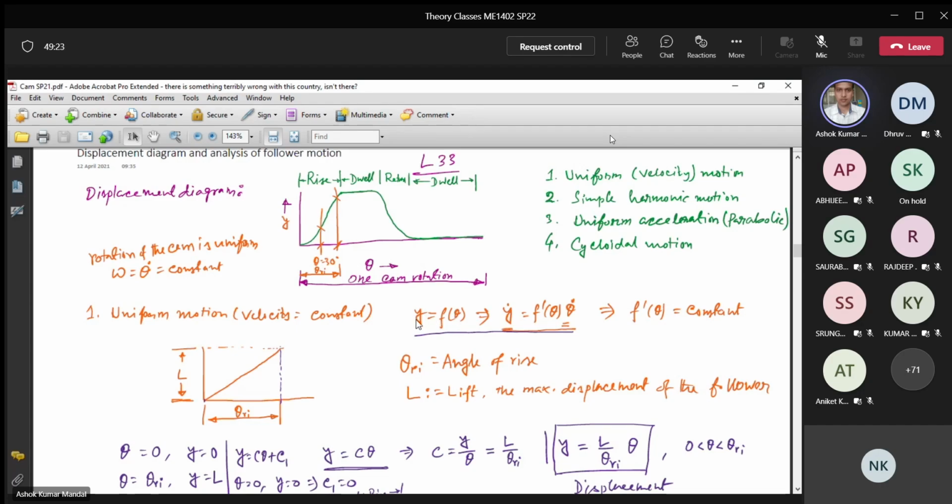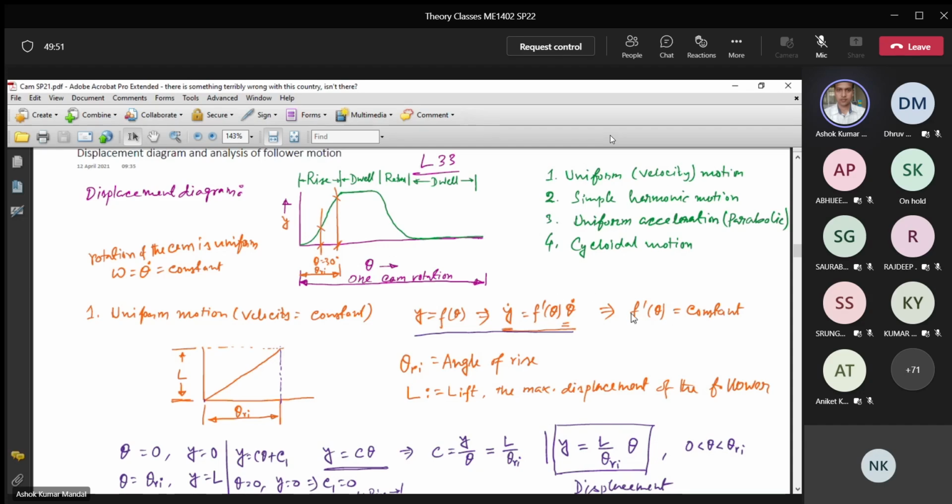If you take the derivative with respect to time, y dot is equal to the derivative of f with respect to theta, and then the derivative of theta with respect to time. That's what we did here. What does this mean? This f dash means the derivative of f with respect to its argument.